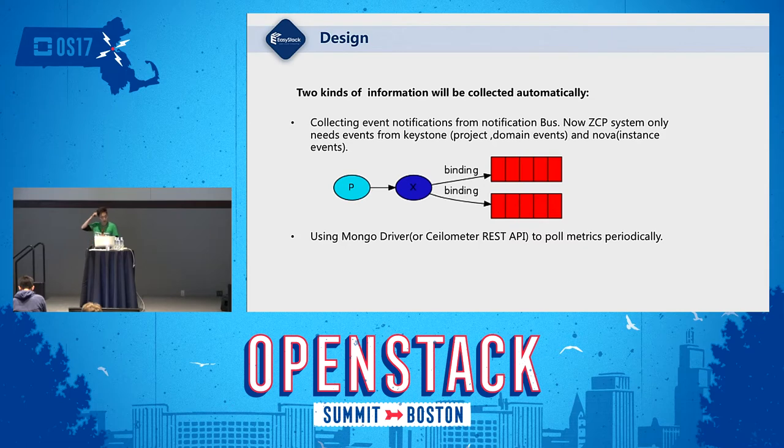Secondly, we can use the Ceilometer API or the Mongo driver, or maybe Nokia in the future, to pull the metrics. I think using the Ceilometer API will increase the network delay, so we prefer using the Mongo driver directly. Also, in the future, we will support Nokia as one of the backends for ZCP's data source.